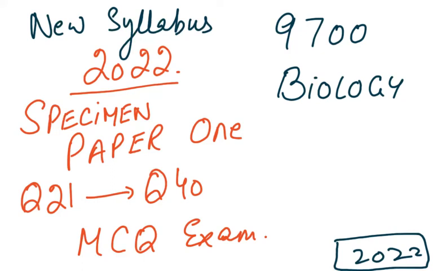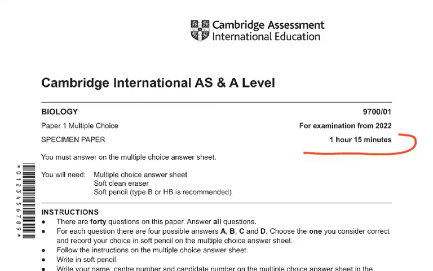Bismillahirrahmanirrahim. We start the syllabus for 2022. We have the specimen paper 1 which came in from Cambridge. I have done the first video on this in which I discussed question 1 to question 20. Now I'm going to be discussing questions 21 to 40. This paper's time has been increased, so now it will be 1 hour 15 minutes. Previously it was only 1 hour.